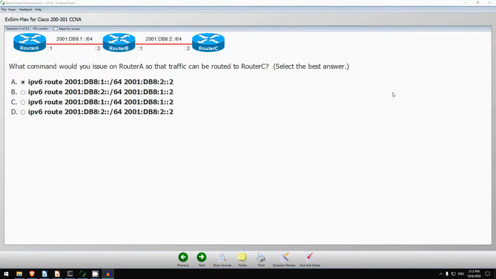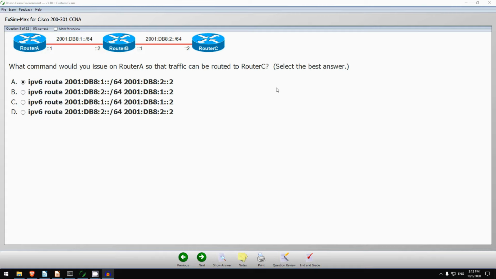Okay, here's today's Boson ExSim practice question. This question actually covers something we didn't cover in the video, but I think you can answer it. So here's the question. What command would you issue on router A so that traffic can be routed to router C? Select the best answer.